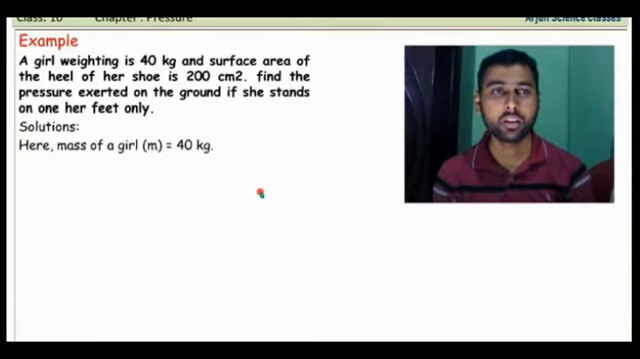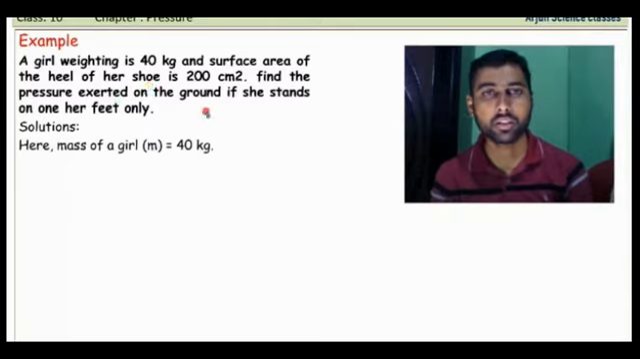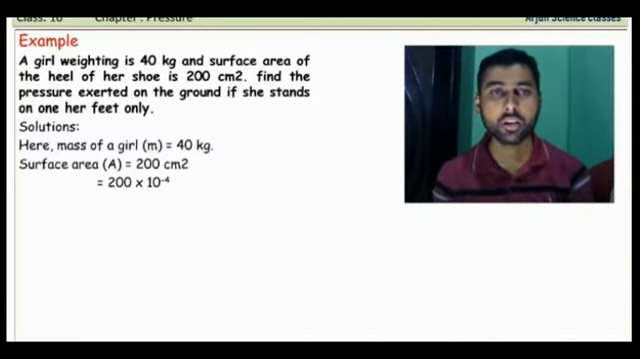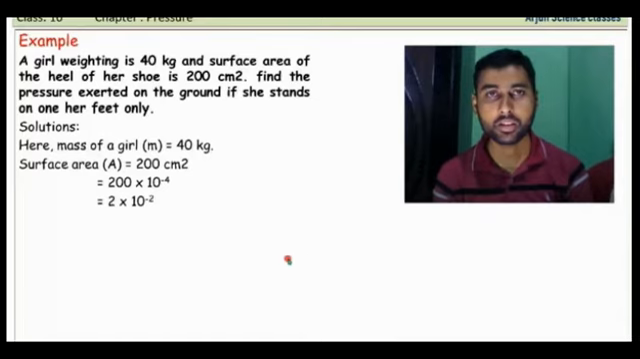Now the solution. Here the mass of the girl, m, is equal to 40 kg, and the surface area of the heel of her shoe is 200 cm square. We have to convert cm square into meter square. We can convert cm into meter by 10 to the power minus 2, and for cm square, 10 to the power minus 4, or 200 divided by 100 into 100. So the surface area is 2 into 10 to the power minus 2 meter square.